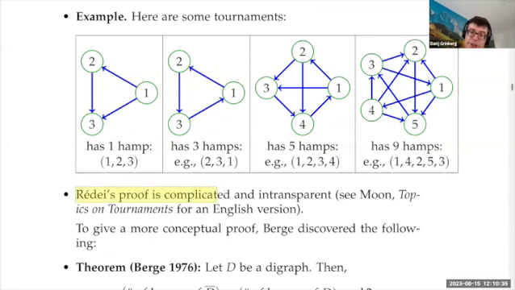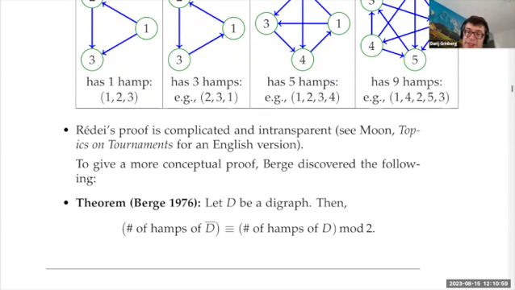Redei's proof is complicated and pretty intransparent. He uses determinants, but somehow he uses them in a way that I barely understand as a combinatorialist. So it's much more than determinants as it goes in there. And even though John Moon has kind of translated this proof into English, it's not really clearer in his writing.